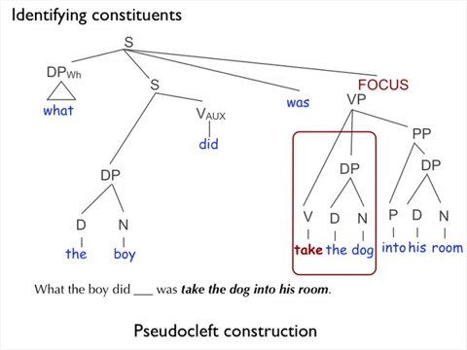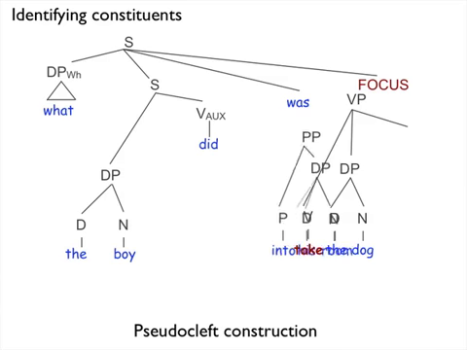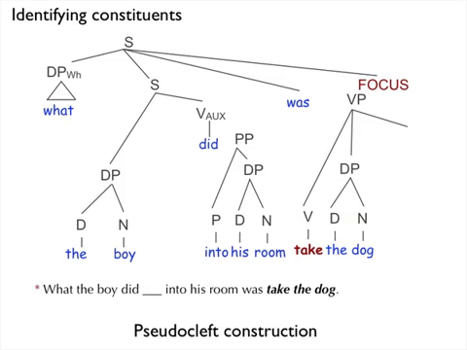And it has to be what the boy. Yeah, it has to always match, right? Doesn't it? Okay, so another some kind of a. I don't know if that's a semantic or grammatical constraint, but yeah, there's a constraint there. What the boy did into his room was take the dog. Is this good?